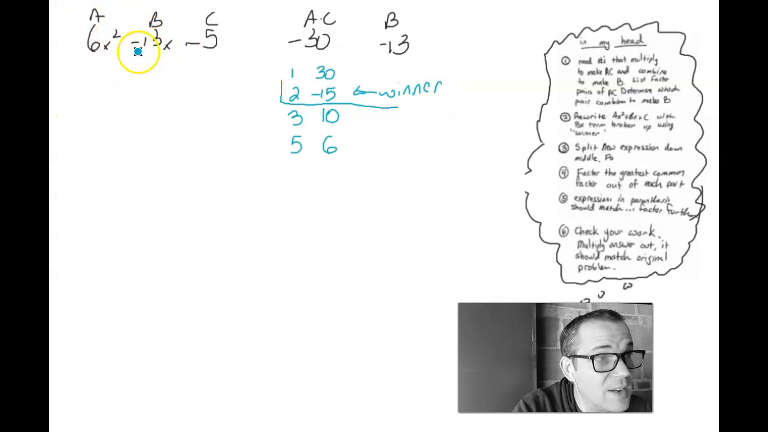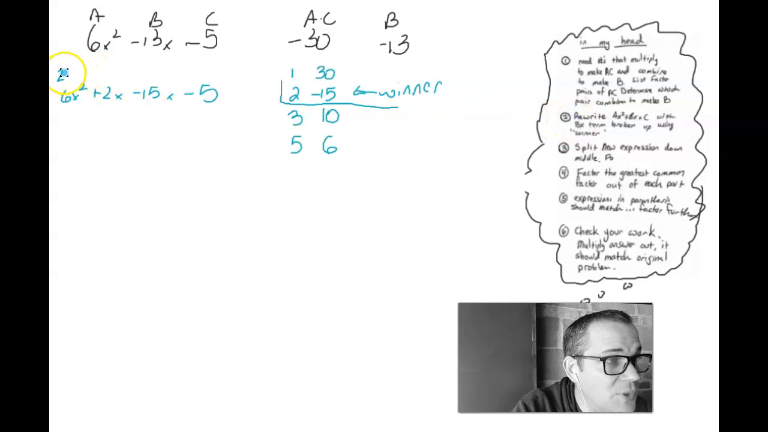I'm going to take that winner and use it to rewrite the original problem. Instead of saying negative 13x, I'm going to break it up with my winner. I'll say 6x squared, and not write this, but I'll use this, 2x and negative 15x. So positive 2x, negative 15x, minus 5. That's my step 2 right there.